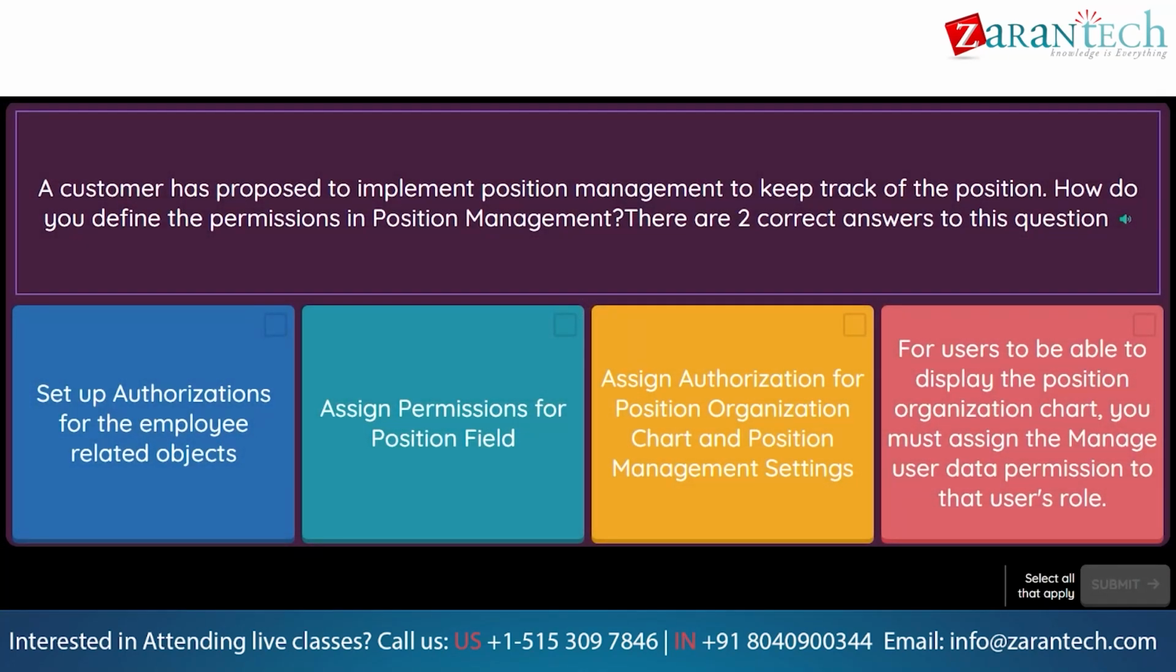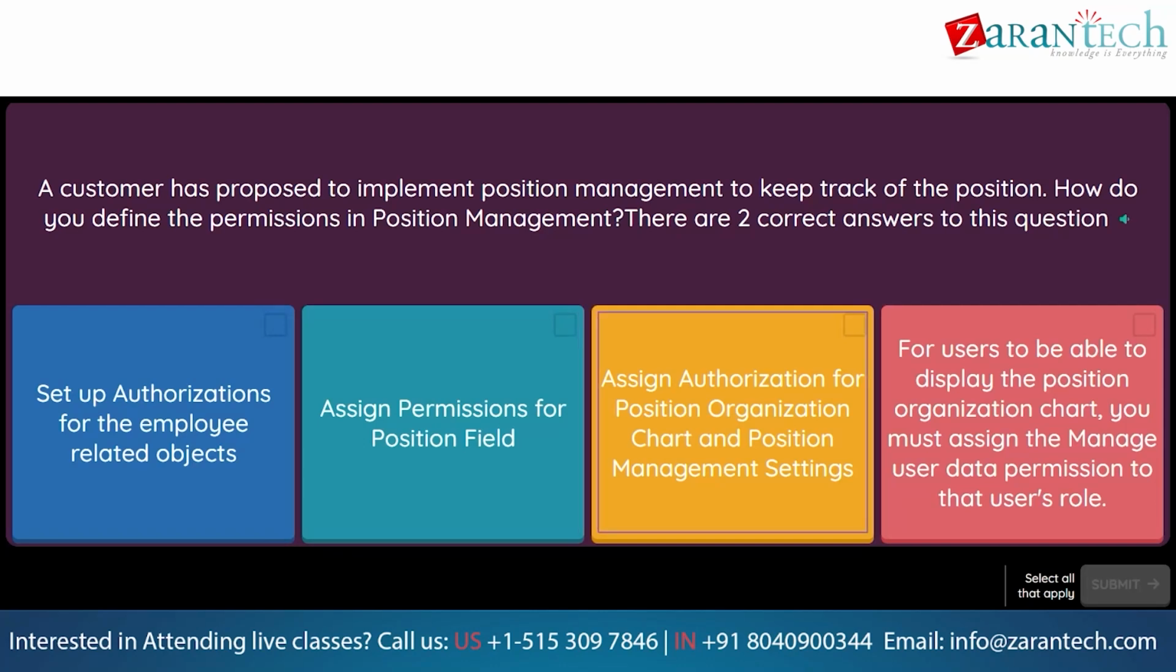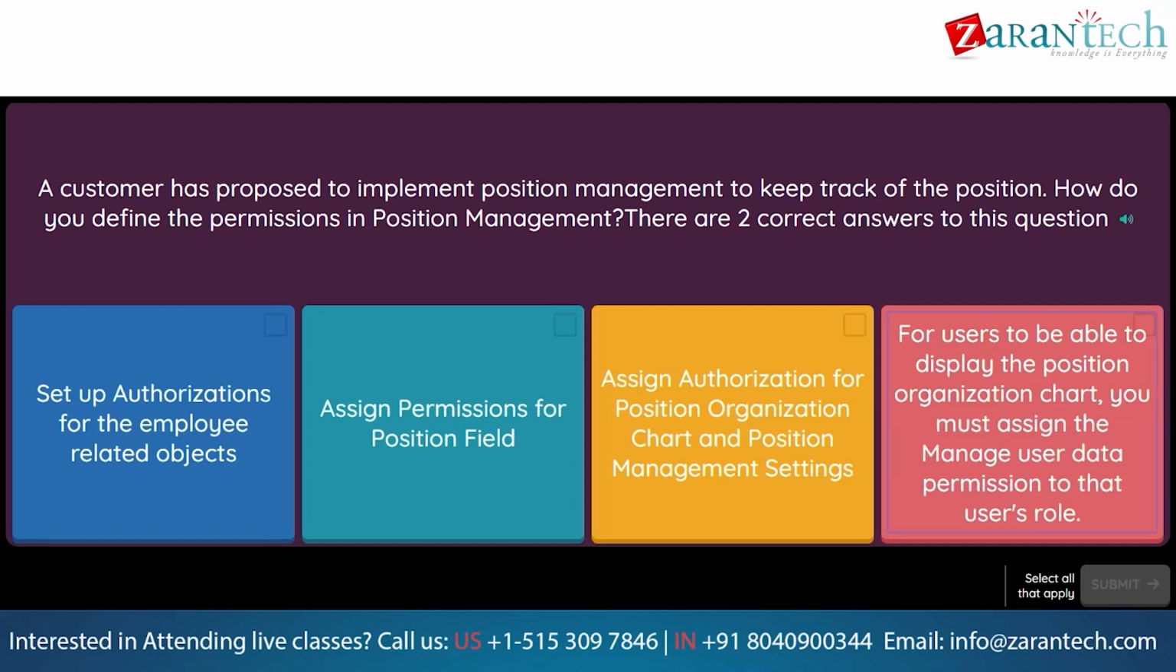Question: a customer has proposed to implement position management to keep track of the position. How do you define the permissions in position management? There are 2 correct answers to this question. Option 1. Set up authorizations for the employee-related objects. Option 2. Assign permissions for position field. Option 3. Assign authorization for position organization chart and position management settings. Option 4. For users to be able to display the position organization chart, you must assign the manage user data permission to that user's role.